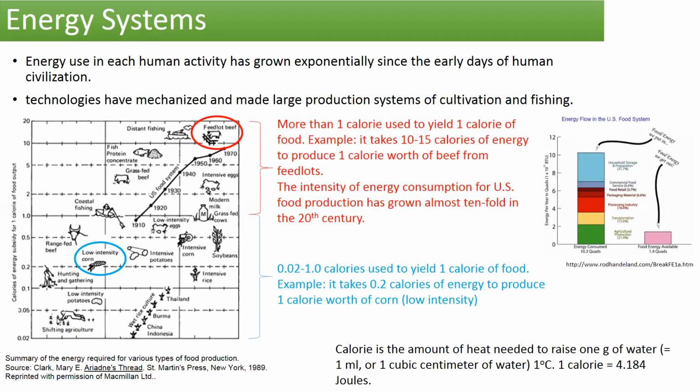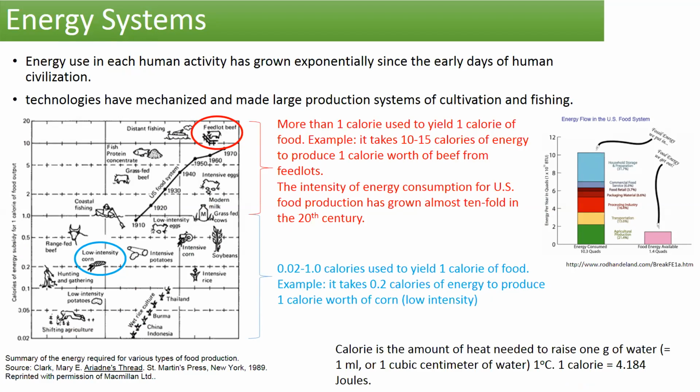In order to understand this better, calories are a unit for energy, okay? It may be kind of difficult to understand that we have to invest 10 calories in order to produce 1 calorie of food. But those 10 or 15 calories, for example in the feedlots, are not only the ones that we use in order to feed the beef, to keep the beef.